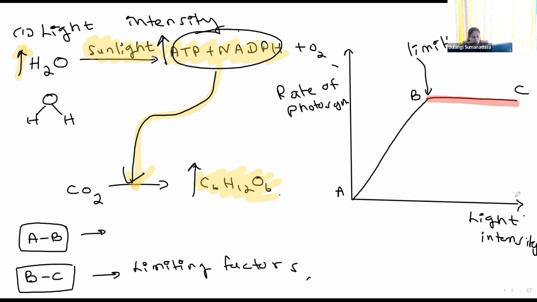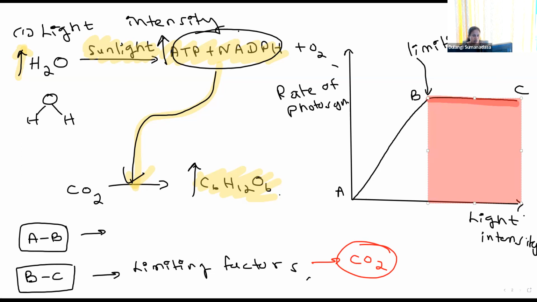So it could be the carbon dioxide. It could be water molecules. Not having enough carbon dioxide. Carbon dioxide is the main thing, right? So other variables are going to be limiting when you go beyond point B. Right, so from B to C, the graph is constant because of other limiting factors like carbon dioxide.